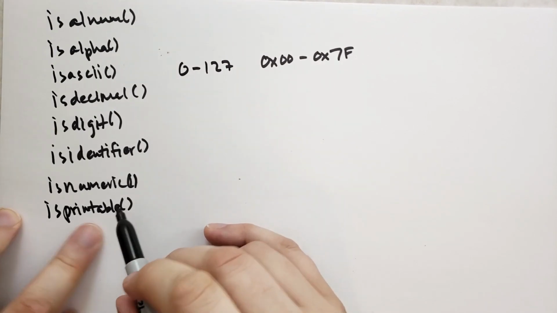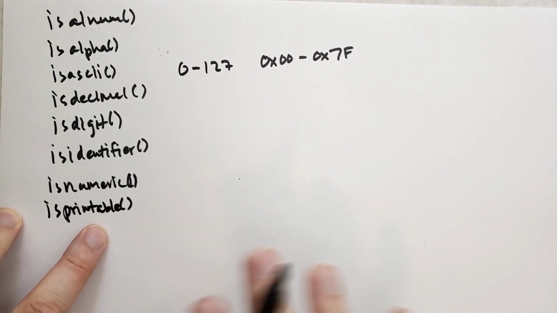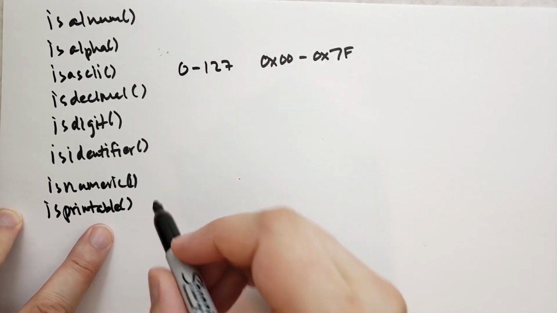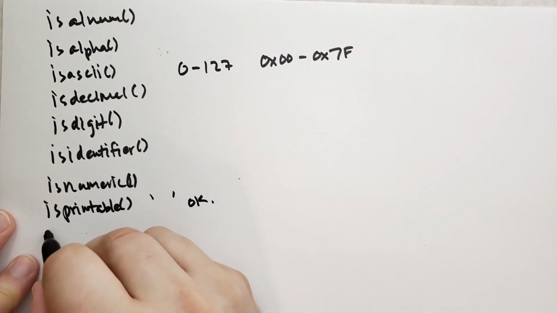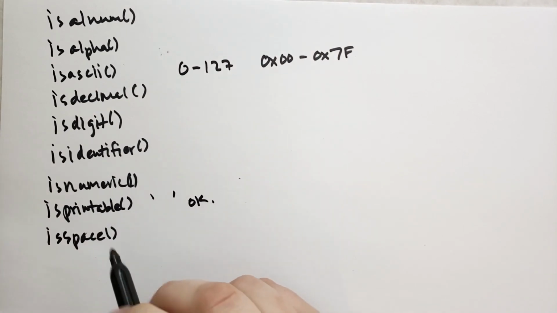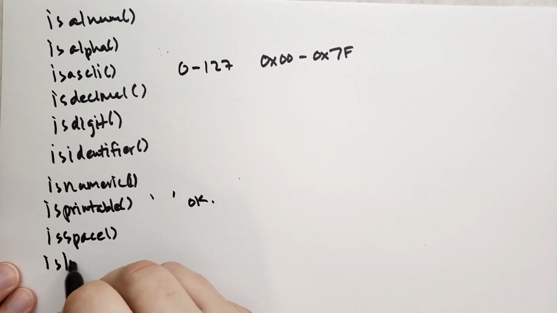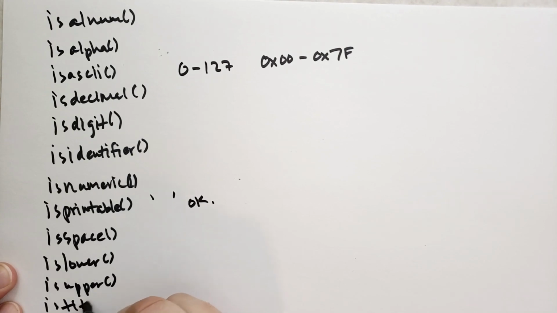This tests to see if each of the characters are actually characters or if they're white space. If they're white space, they're not printable, except for, oddly enough, the space is okay. So that's a kind of weird one. Then you also have isspace, which tests to see if it's white space. Then we have islower to see if it's all lowercase, isupper, and istitle. These test the case of the characters.